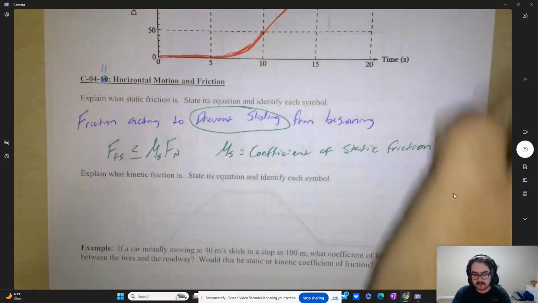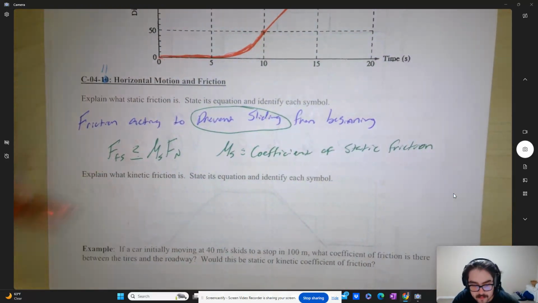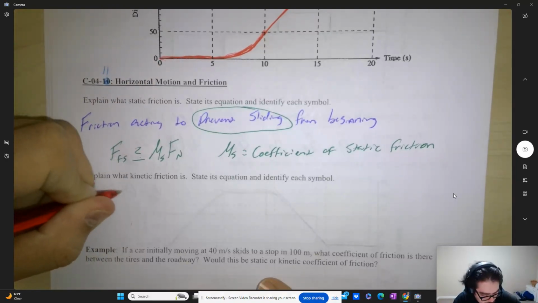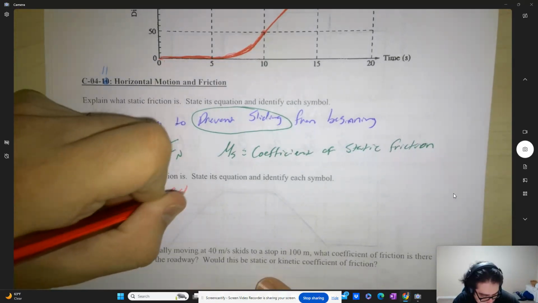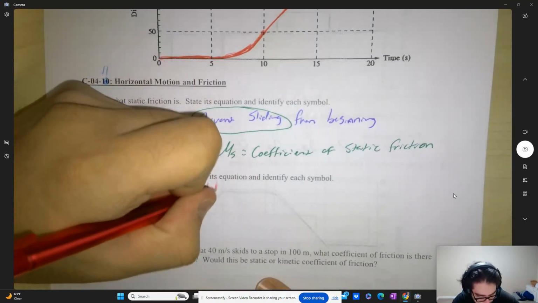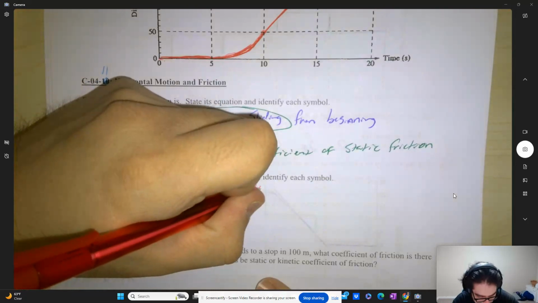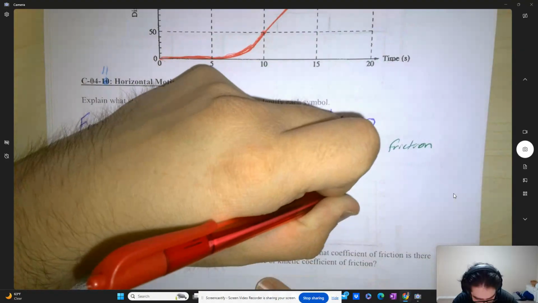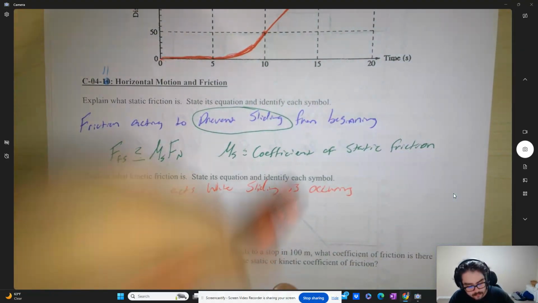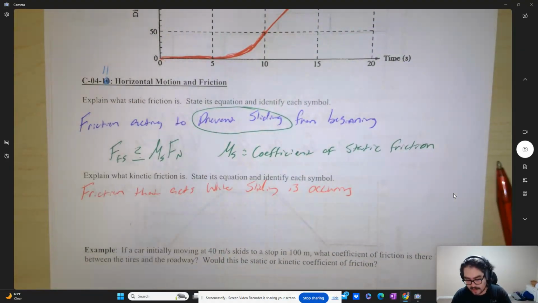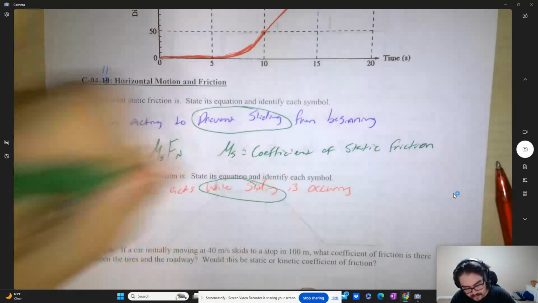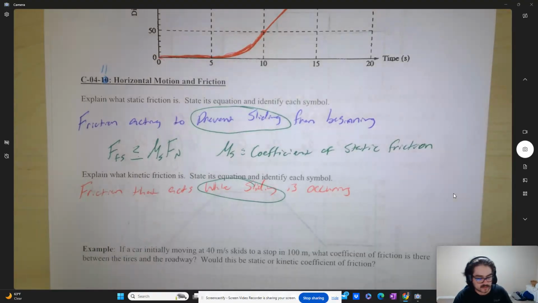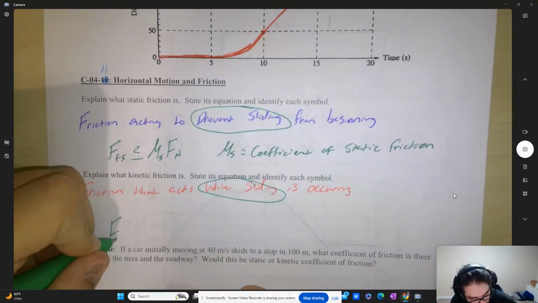Kinetic friction is the other type of friction. This is probably the more popular one. It's the friction that acts while sliding is occurring. A popular example is if you rub your hands together. You're causing kinetic friction between your hands.